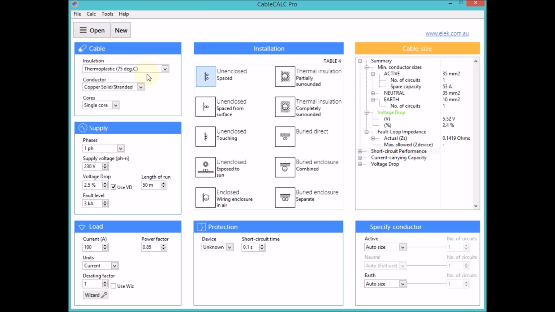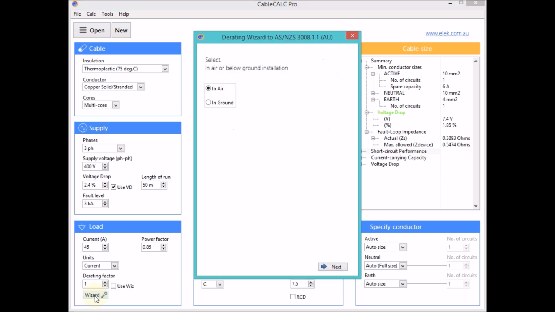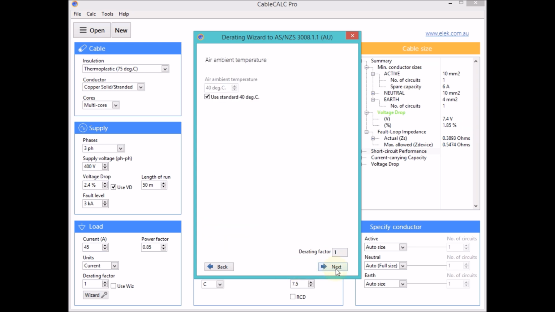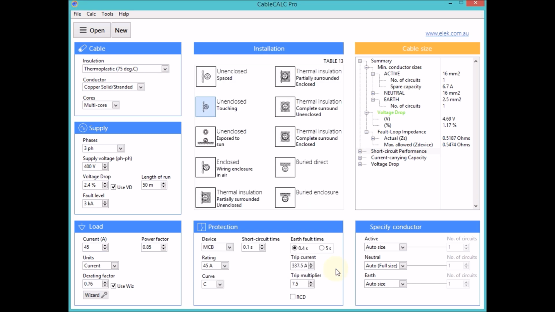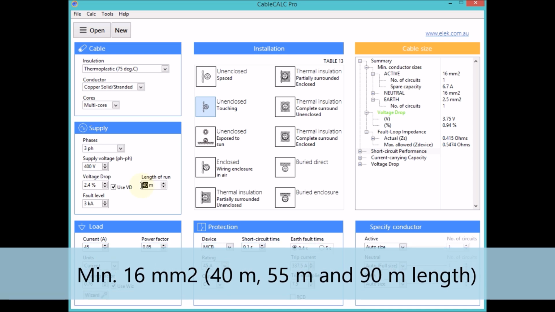The common data for all 6 multi-core 3-phase cables is set. Permissible voltage drop is set to 2.4%. The installation conditions and the protection settings are also selected. The derating wizard is used for determining the derating factor for the 6 bunched multi-core cables installed on perforated cable tray. Finally, the length of the run is varied for each of the multi-core cables for determining the minimum conductor sizes while considering permissible voltage drop.